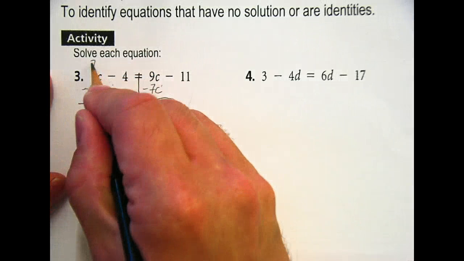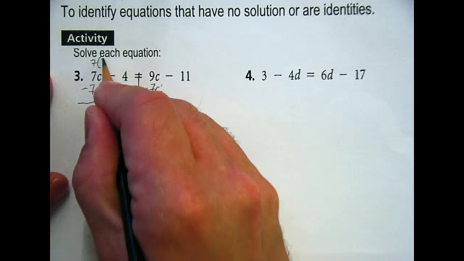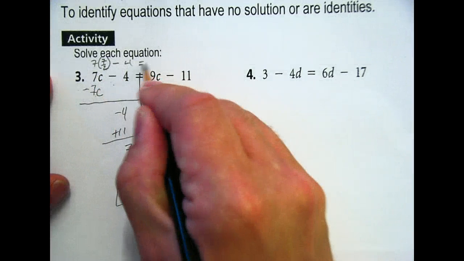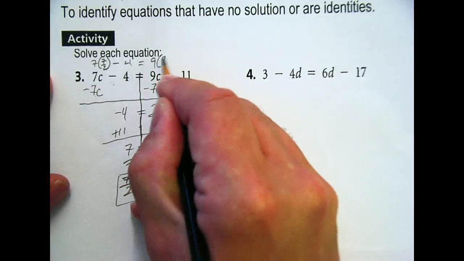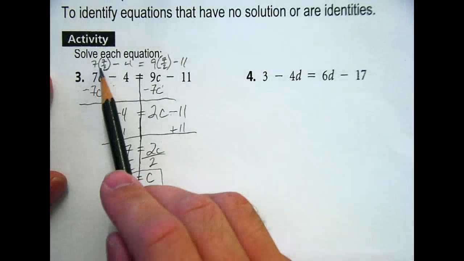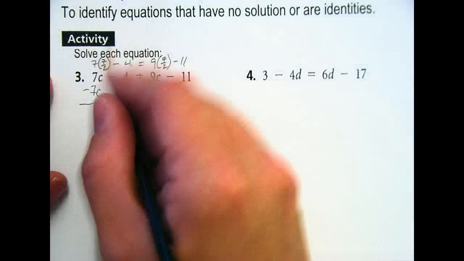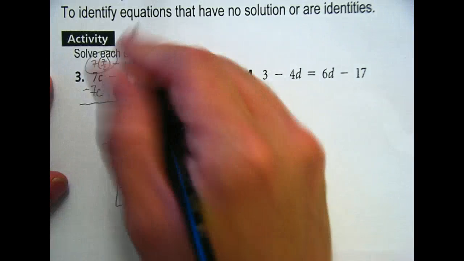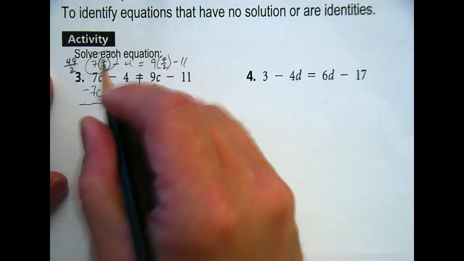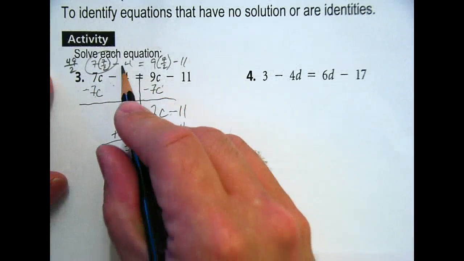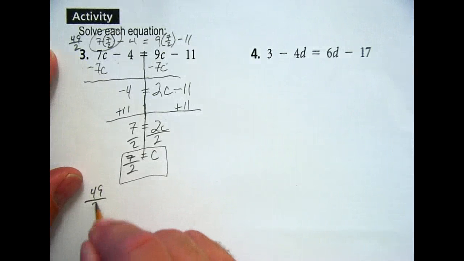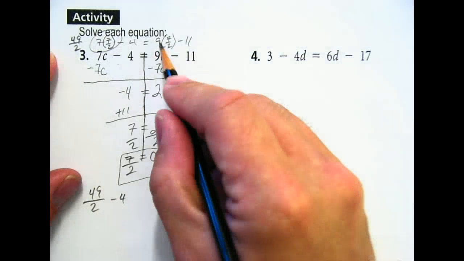If I go 7 times and I put 7/2 in for C, minus 4, and I go 9 times and I put 7/2 in for C, minus 11. Now some of you go, that's pretty tough, man. But I get 49/2 for this part. Notice I did 7 times 7 divided by 2 minus 4. So I'm going to write that down here. 49/2 minus 4. And what do I get here?